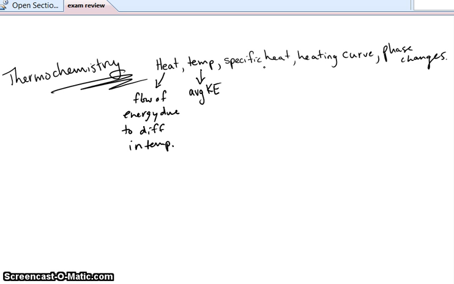And then we'll talk about specific heat. Specific heat is the heat or energy, remember, heat and energy are kind of interchangeable, required to raise 1 gram of a substance by 1 degree Celsius.